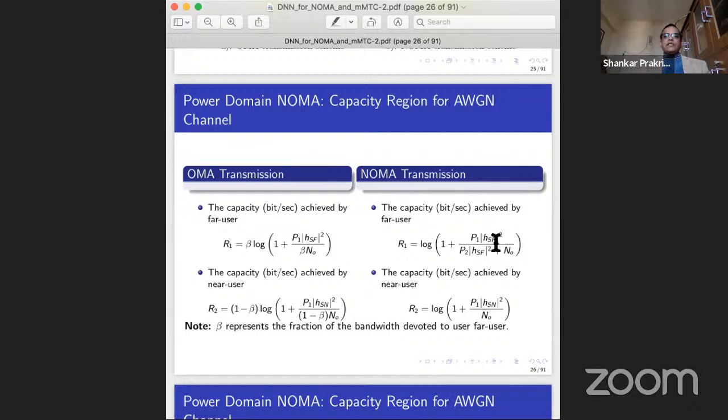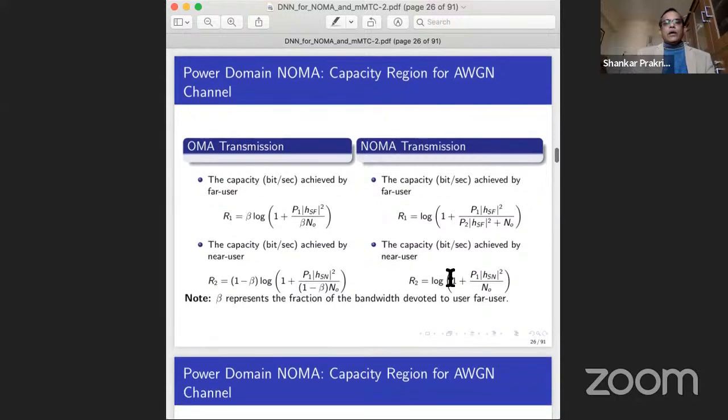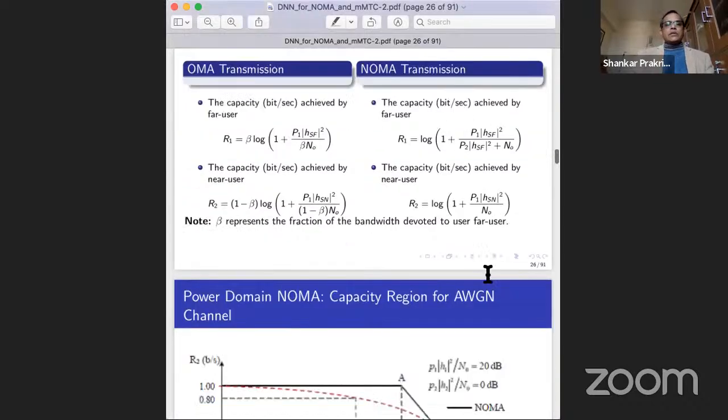If you look, HSF is the channel between the source and the far user, and HSN is the channel between the source and the near user. As you can see, first you decode the far user symbol at the near user, treating the near user symbols as noise. That is why you have this P1 and P2, because you're apportioning the power, with the understanding that P1 plus P2 is equal to the overall power P. Okay. And after it's cancelled, you decode only the near user symbols, whose interference has been cancelled.